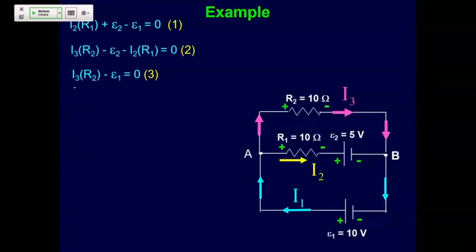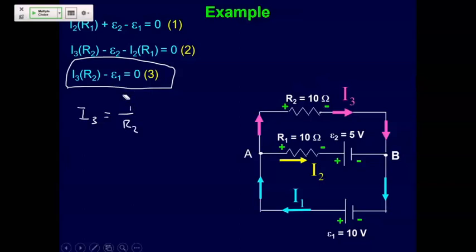And so here's the key, all right? Sometimes people don't explore all their different equations. So right here, if you didn't write down this last equation, this problem tends to be a little bit trickier. But here, I can take this equation here, and then right away I can see that I3 will be equal to epsilon 1 divided by R2. Okay, and so I can write that out right away.